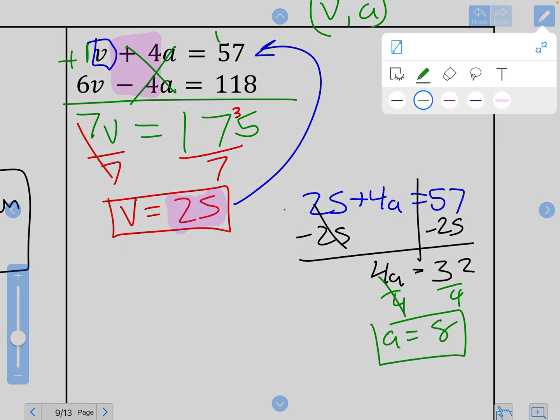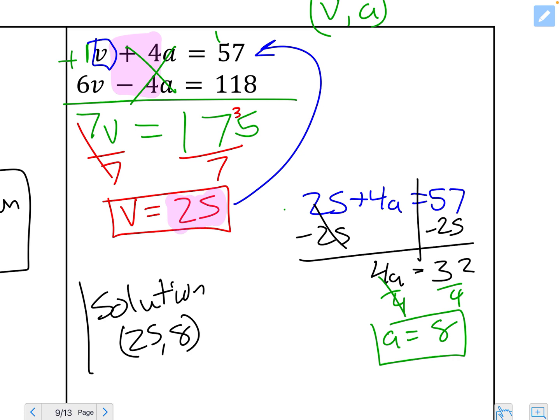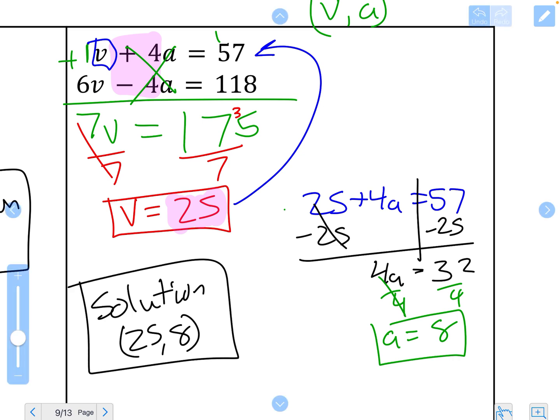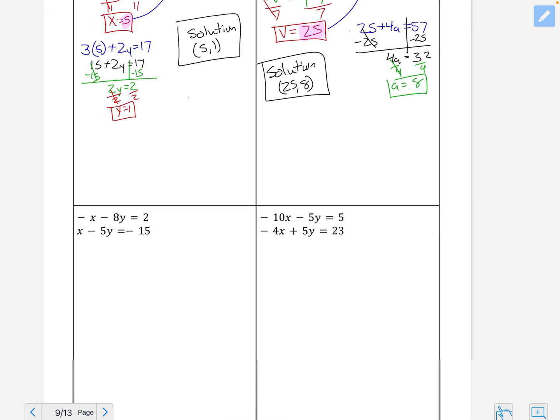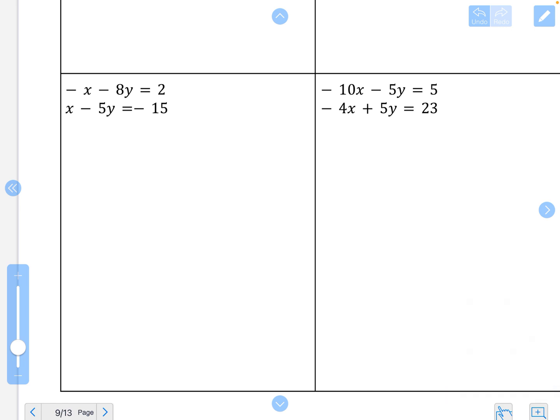So we said at the top we're going to do v comma a for our solution. So our solution is 25 comma 8. All right, I want you to try these two on your own and then check them with the completed class notes.